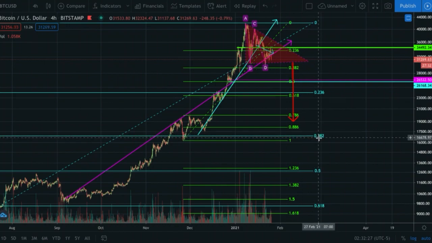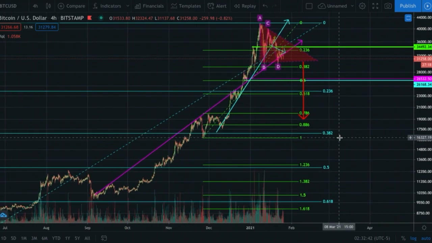We broke down below all-time highs, didn't find support at 20,000. This is it. It's done. We're going back into a bear market, and then bam, we break back to the upside, get continuation, new all-time highs, crazy targets, maybe even six figures, who knows.